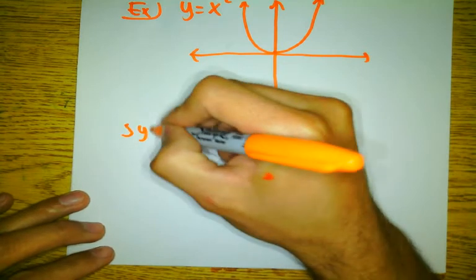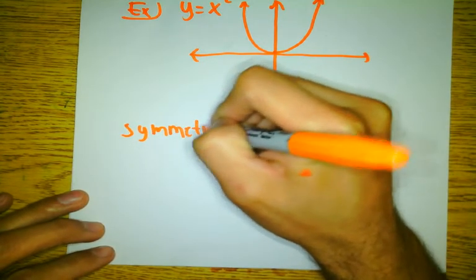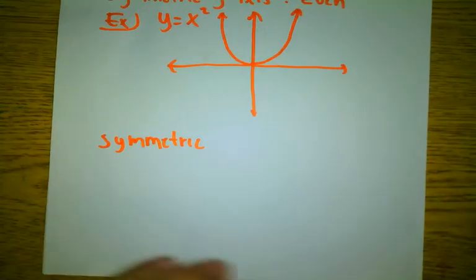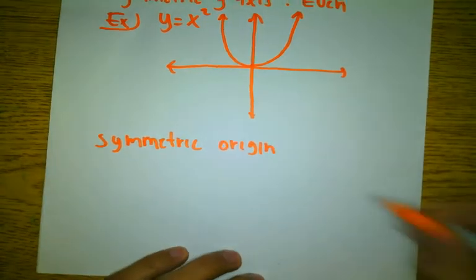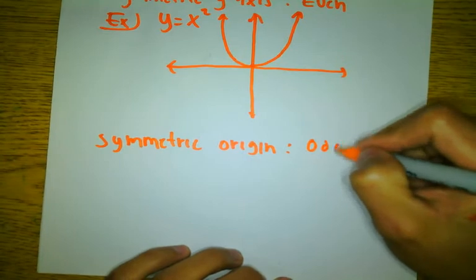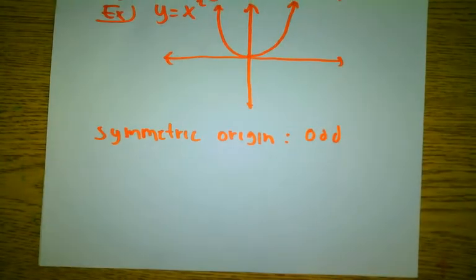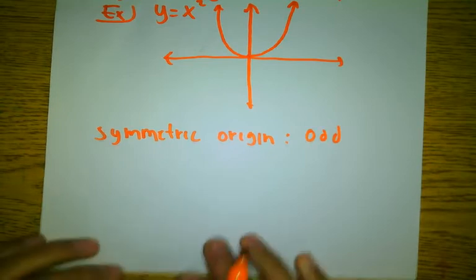If there is symmetry with respect to the origin, then it is an odd function. Okay. Do we know what the origin is? So the origin is actually a point. Are you guys with me? Versus the y-axis is a line.